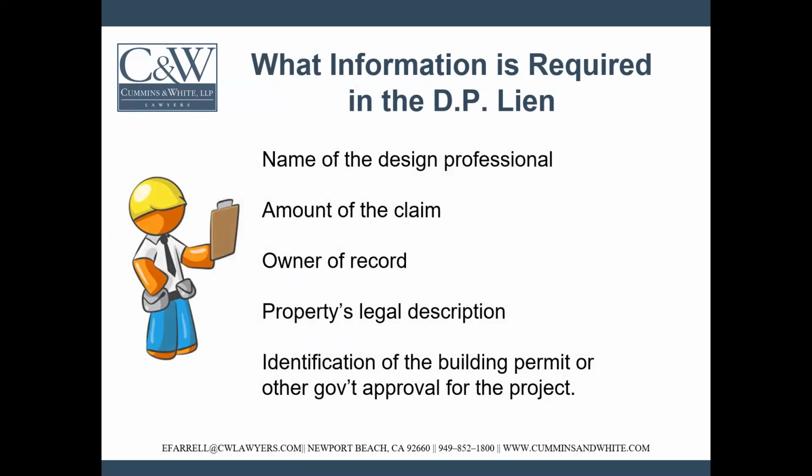The lien also must have certain information listed in it to be proper. Obviously, the name of the design professional who's the claimant, the amount of the claim according to the parameters mentioned in the last slide, the owner of record, the property's legal description, and an identification of the building permit or other government approval for the project must all be listed in the lien.